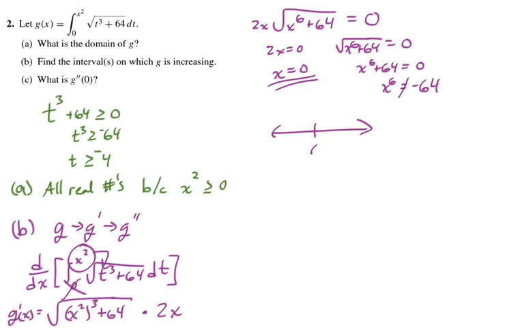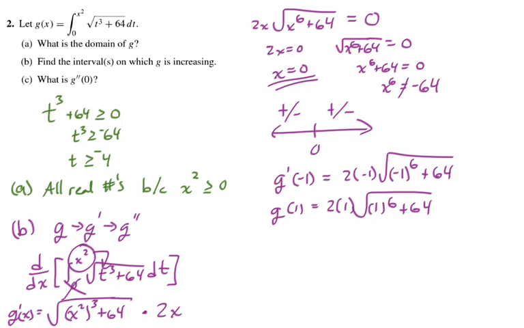So we're thinking here, we have 0. We need to know if we're plus or minus on this side and plus or minus on this side. And if we figure that out, then we could say on which intervals g is increasing. So let's plug in a number before the 0 and a number after 0 into our g prime function. We're going to plug in negative 1, see what we get, and we're going to plug in positive 1 and see what we get.